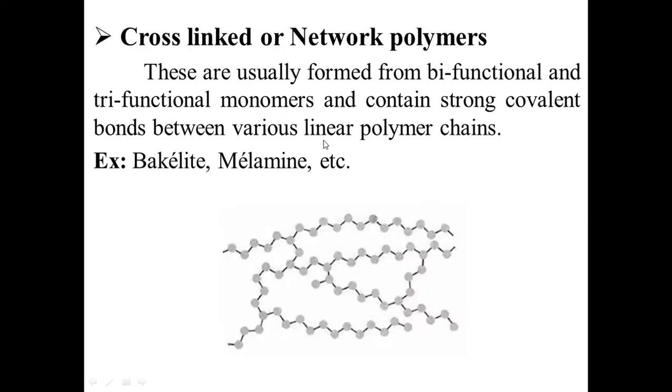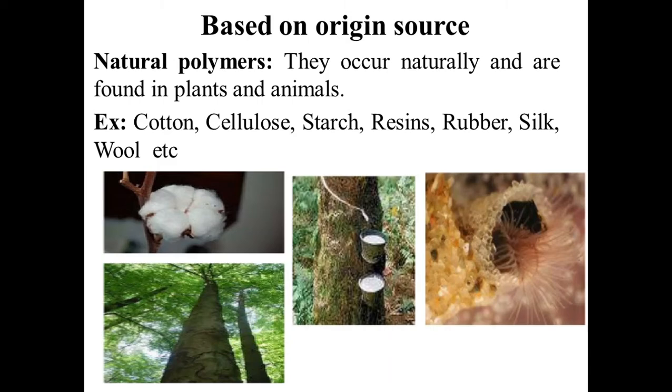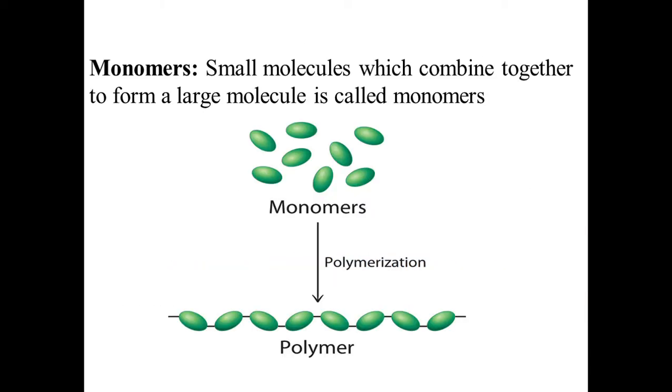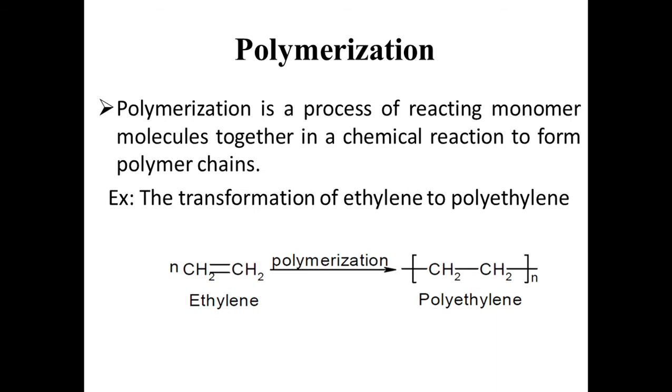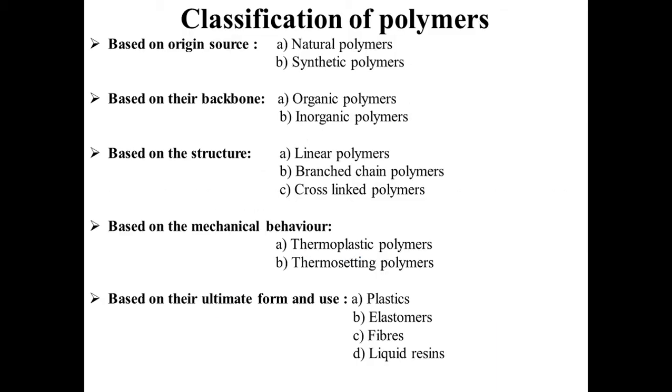In previous video, we studied the definition of polymers with example, definition of monomers, definition of polymerization with example, and also the classification of polymers. Based on origin source, it is classified into two types: natural polymers and synthetic polymers. Based on their backbone, it is classified into organic polymers and inorganic polymers. Based on the structure, it is classified into three types: linear polymers, branched chain polymers, and cross linked polymers.